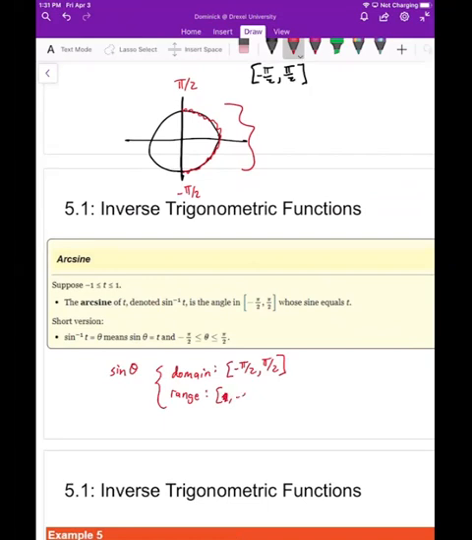Sorry, I keep saying that. Negative 1 to 1. Then the inverse sine, or the arcsine, is going to have these flipped. So its domain will be from negative 1 to 1, and its range will be from negative pi over 2 to pi over 2. This is the analogous version of what we did for cosine, but now for sine.